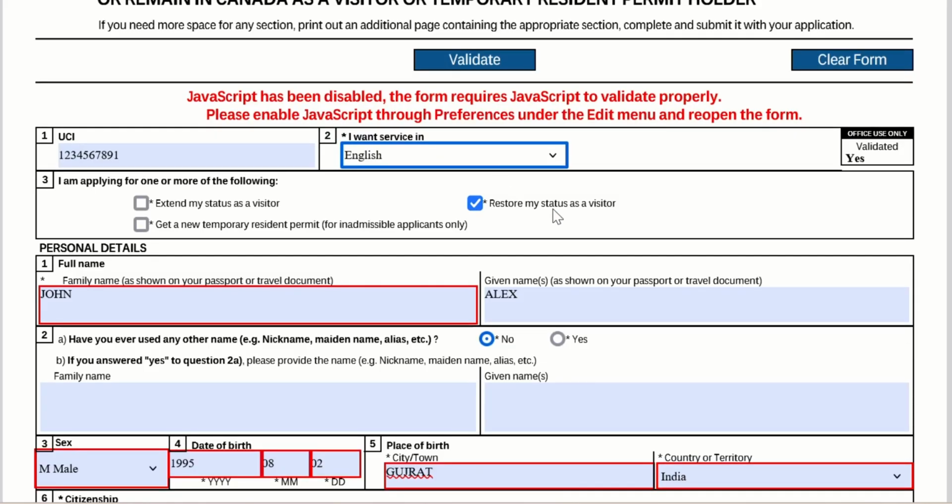So, restore my status as a visitor. This is somewhere you will be confused about. If you are already a visitor and you are extending it, you should go with this. But as I had a work permit, and got the work permit refusal, I want to restore as a visitor. So I went with this.